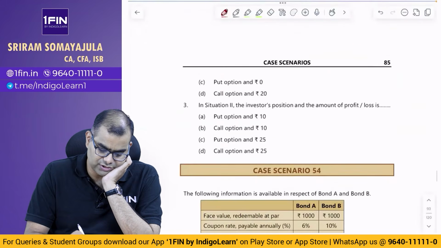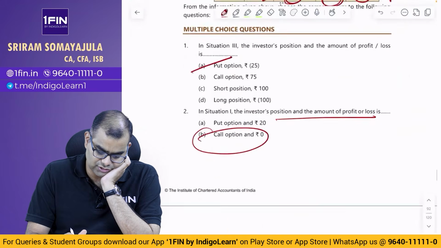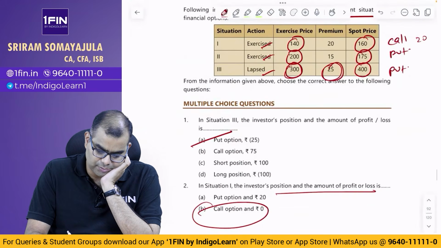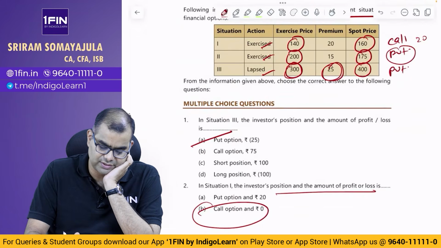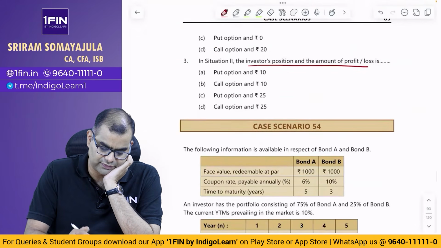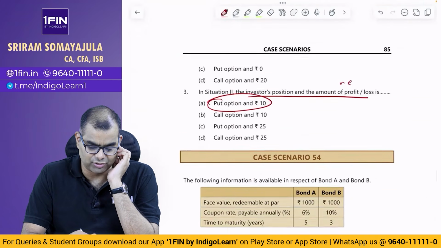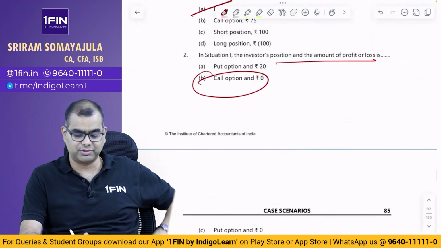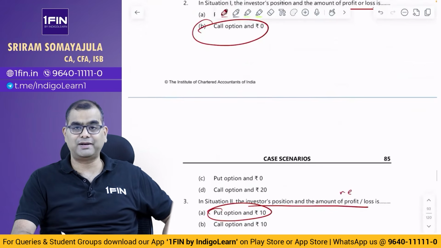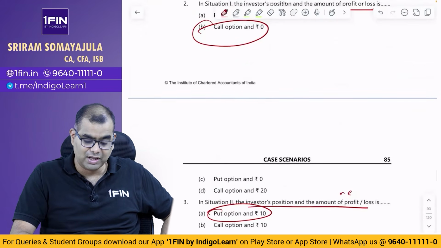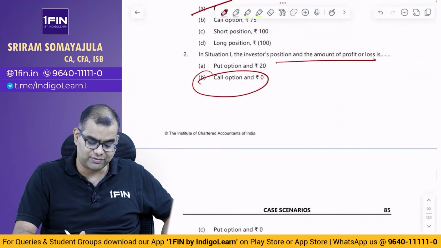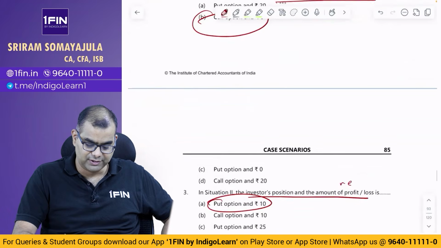Then in situation 2, investor position, amount of profit or loss: it's a put and 25 is the gain and 15 is the premium. So 10 is the net profit. Put and net profit. Here they're asking net profit only. That is why I took in question number 2 and question number 3, both of them net profit. If question number 3 had been gross profit without the premium, then I would have to go back and change the answer for question number 2 also. I have to be very careful.